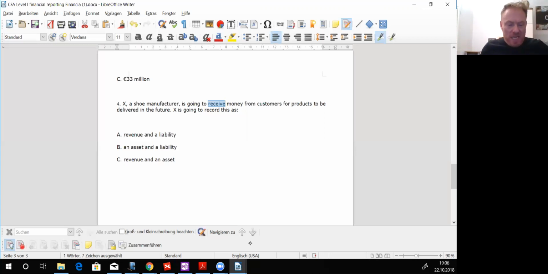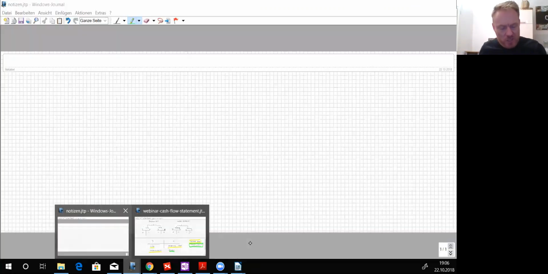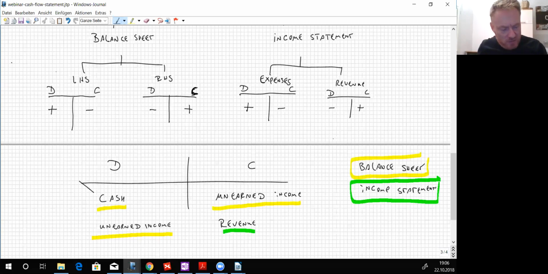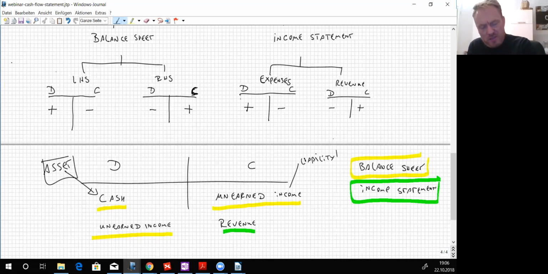We create an asset and a liability, and look here, what did we do? That is an asset. Cash, of course, is an asset. You can look up the meaning of an asset in Framework 49. Framework 49, I think, point A indicates the assets and point B the liabilities. So cash is an asset, and unearned income is, of course, a liability. And that's it. So answer B is correct, as we can see here.